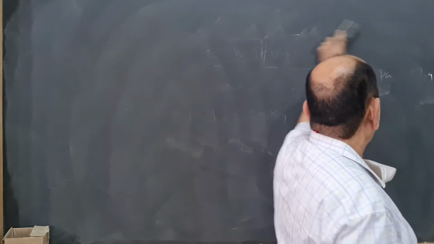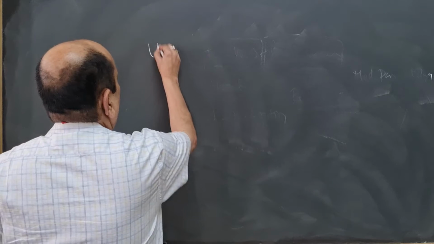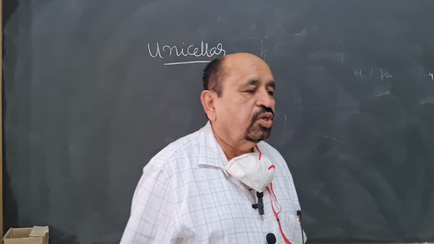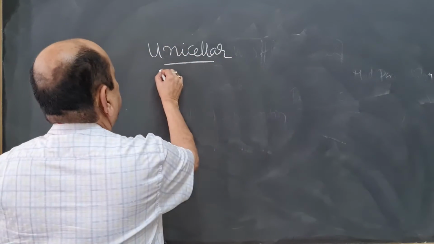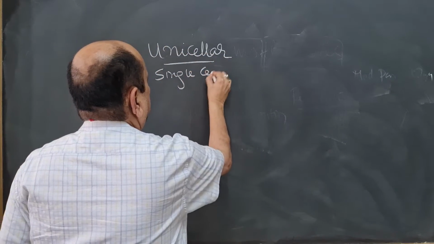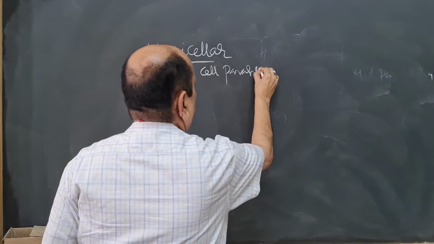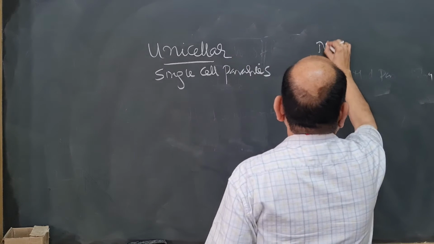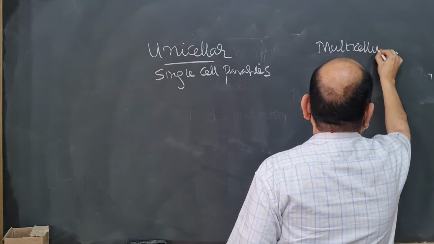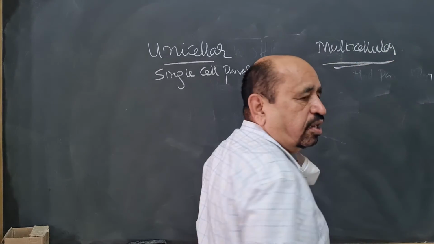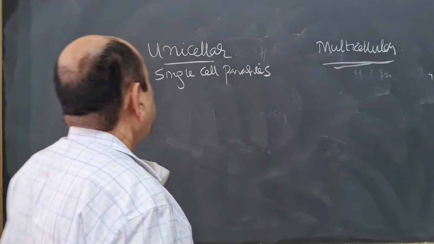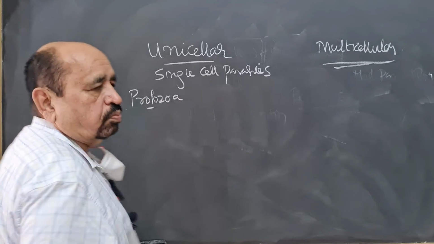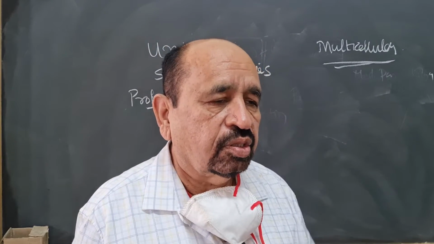Parasites are classified into unicellular. Unicellular means single cell. Very good. Single cell parasites, and multicellular. Multicellular means many number of cells. Very good. So unicellular organisms are called protozoa. Unicellular parasites are called protozoa.